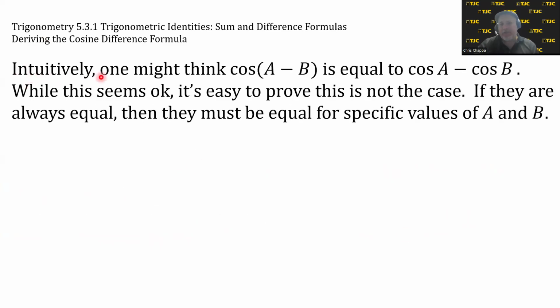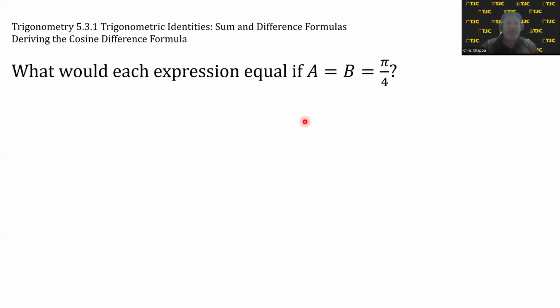Now, intuitively, one might think that cosine of A minus B is equal to cosine A minus cosine of B. While this seems okay, it's easy to prove this is not the case. If they are always equal, then they must be equal for specific values of A and B. This is a classic way of disproving something as an identity. Show it fails once. So what would each expression equal if A equals B equals pi over 4?